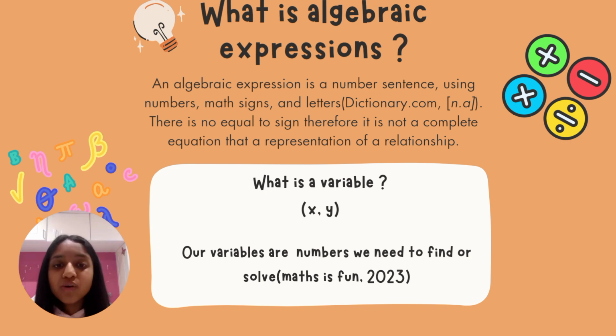Now, where does our special friend the variable come in? There can be a range of letters A, B, C, D till Z for our variables. But the most common ones that we use in maths are X and Y. Our variables are numbers that we need to find or solve.